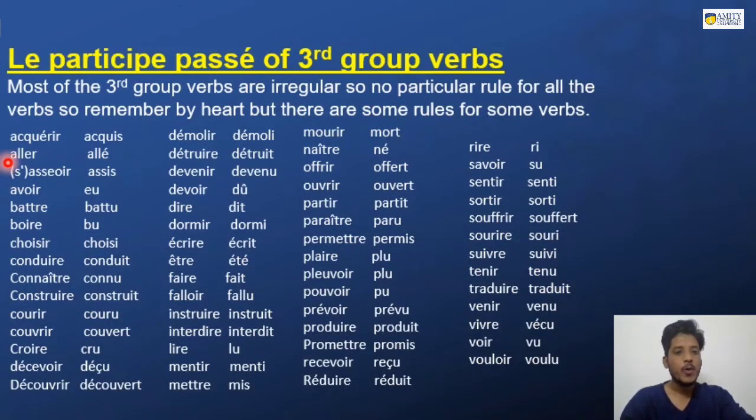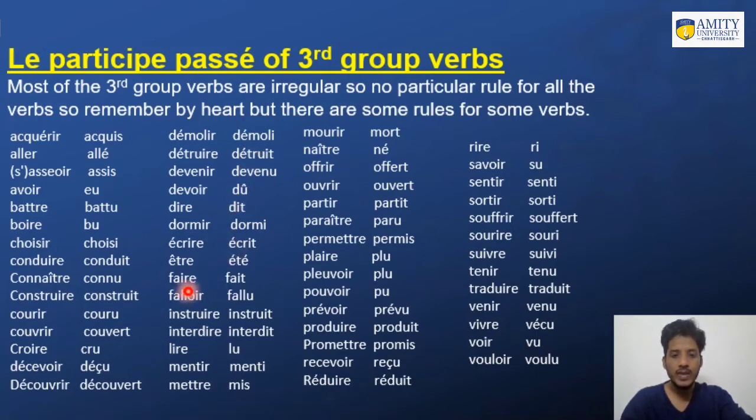There are some important irregular verbs from the third group. For example, aller, avoir, which don't follow any rules. You have to remember them by heart. Battre, battu; choisir; écrire, to write, écrit; dormir, dormi; dire, dit; démolir, démoli; and so on.